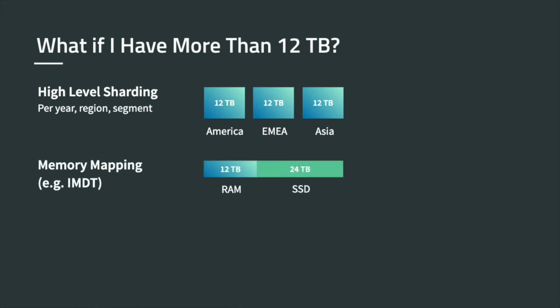You can use memory mapping. For example, Intel has something called IMDT, which sits as a layer between your main memory and a very quick SSD device. Of course, that will make your solution a bit slower, but it will also provide you with a lot more memory at a lower cost. So with this solution, you can come up to maybe 30 terabytes or something.